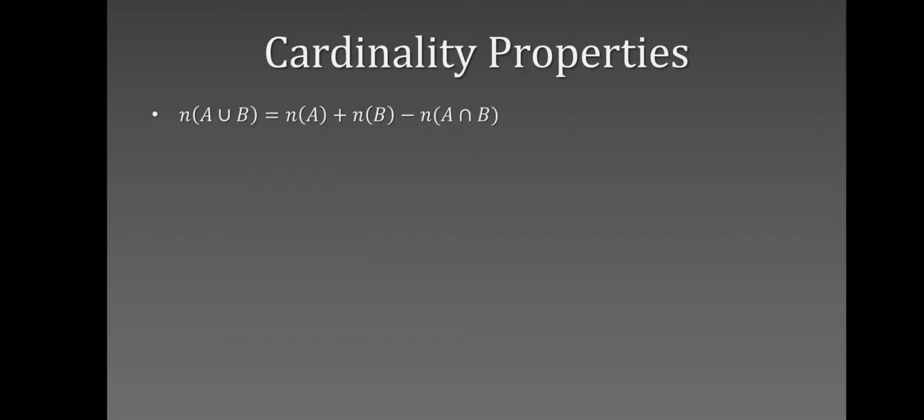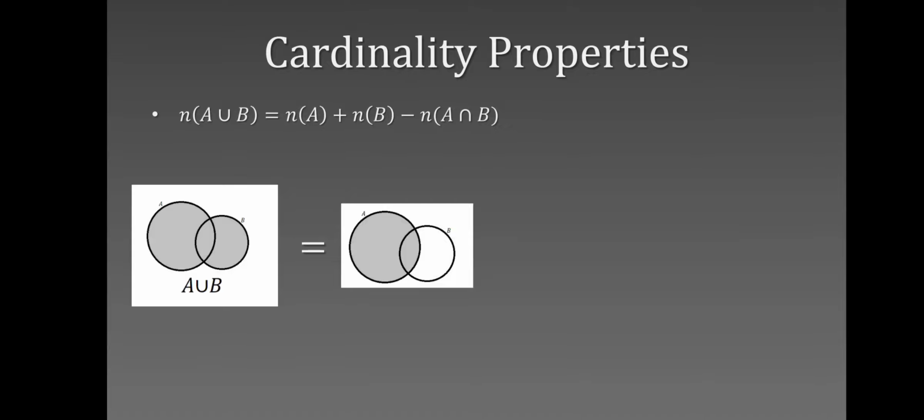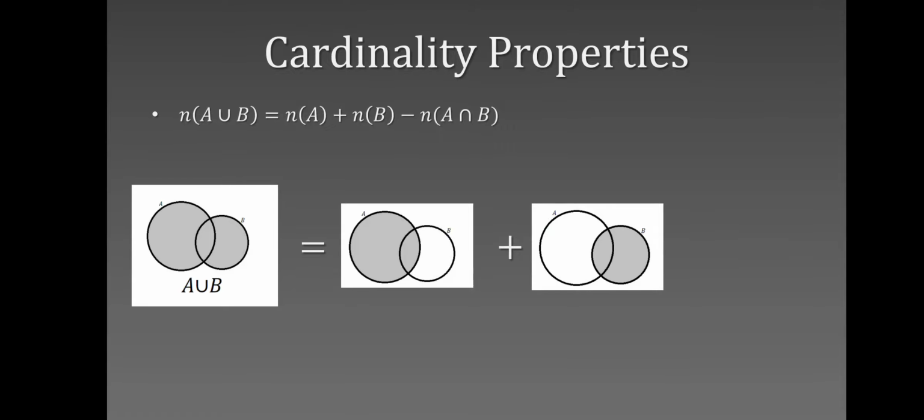That is n of A union B equals n of A plus n of B minus n of A intersection B. So we are trying to prove this, how it happens. So now let us understand what is A union B. A union B is this set, right? And then how can I represent this? I can represent it as all the elements in set A, plus all the elements in set B.